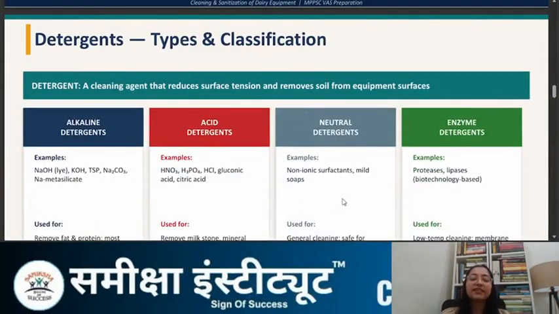Then next, what are the types of cleaning agents? First we'll study the detergents, then we'll study the sanitizers. So what are detergents? Detergents are cleaning agents that reduce the surface tension and remove milk soil from the equipment surfaces. The basic property of detergents is that they reduce the surface tension.